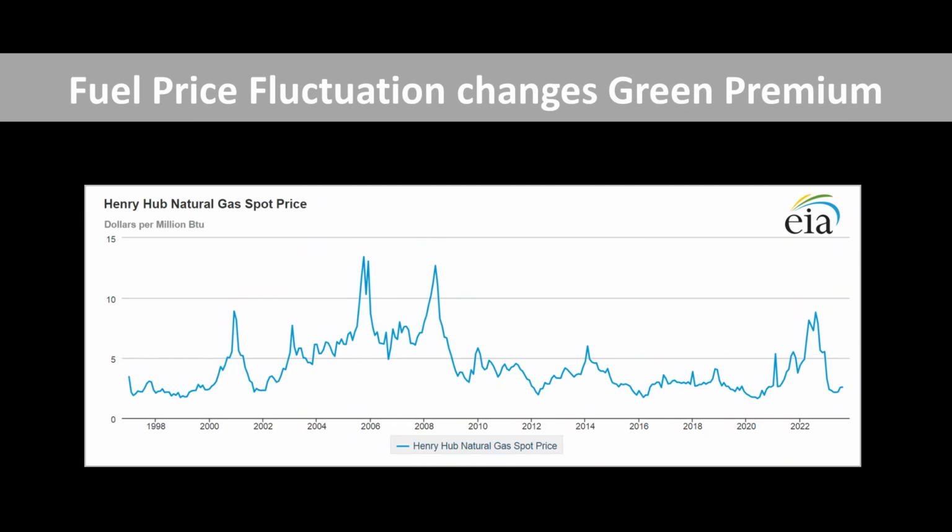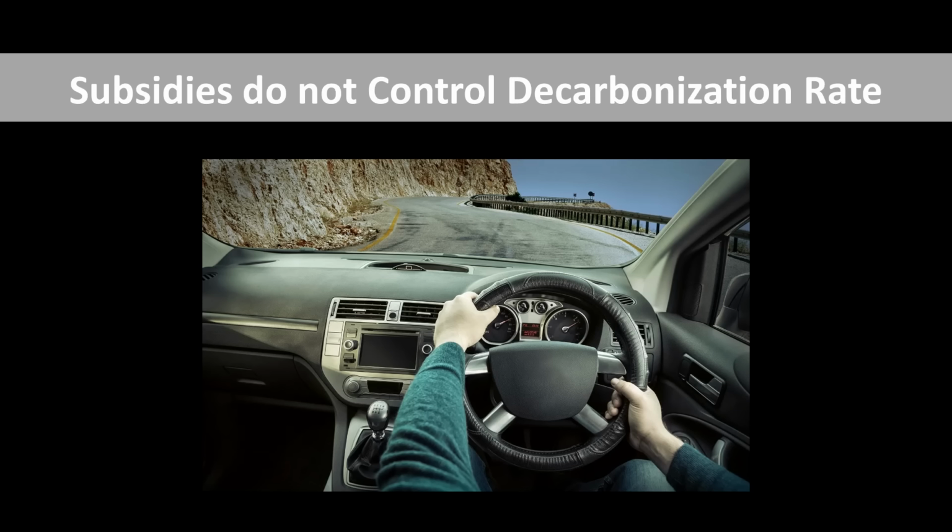Subsidies are also not the best way to tackle climate change. This is because they do not control the rate of decarbonization. This is due to fuel price fluctuations that change the green premium and therefore change the incentive to buy green. In other words, subsidies do not control the rate of decarbonization.